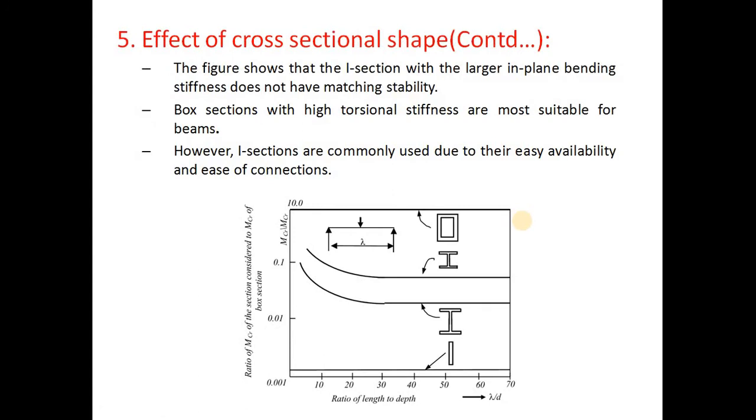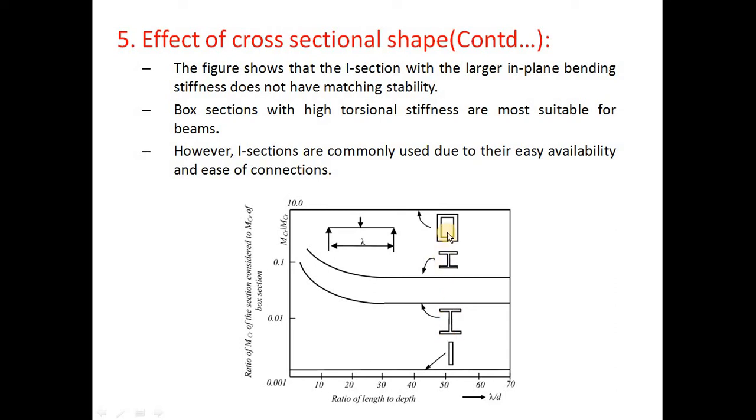Okay, now the figure shows that the I section with the larger in-plane bending stiffness does not have matching stability. You can see here these two lines indicate the stability, and these two are the I sections themselves, but they have different in-plane bending stiffness. It means that this one is almost stocky, that is, its depth is less, and here the depth is more, so the moment of inertia of this I section is more as compared to this one in the minor axis.